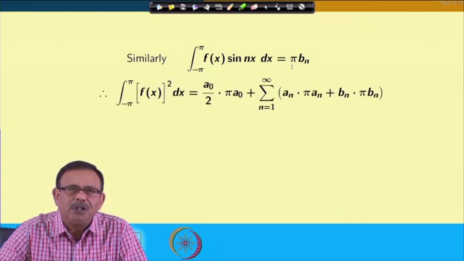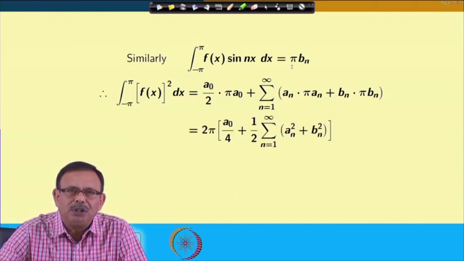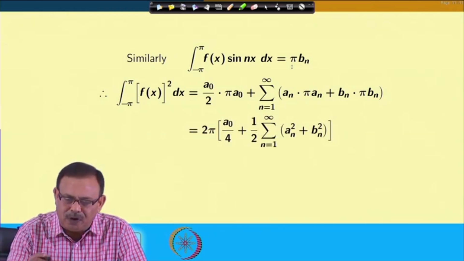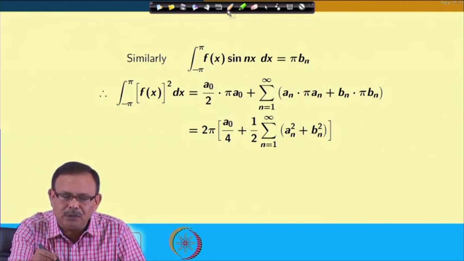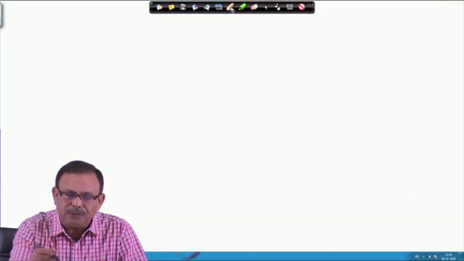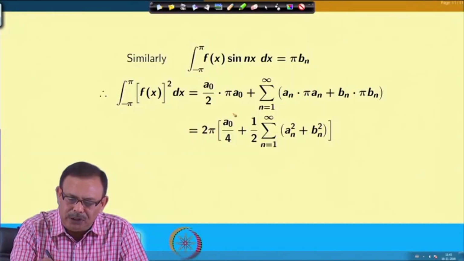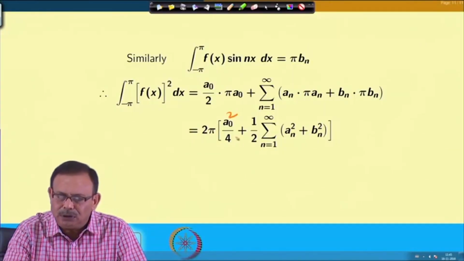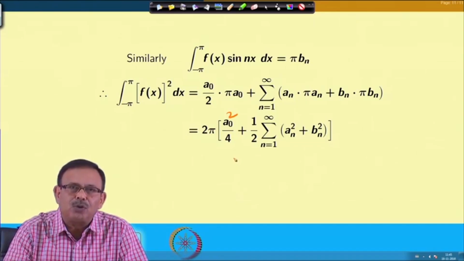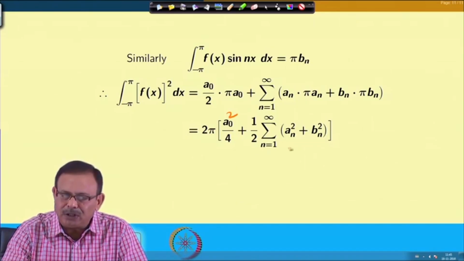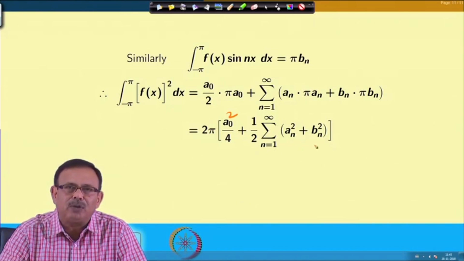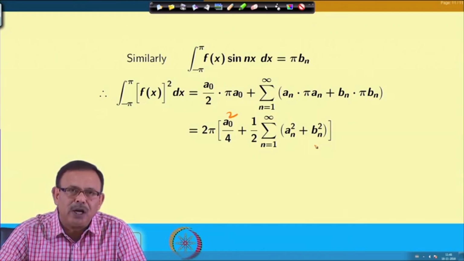So, the integral from minus pi to pi of f(x) whole square dx equals, I will obtain this, which we can write in this particular form. This will be a_0 square by 4, and plus half into summation n equals 1 to infinity of a_n square plus b_n square.